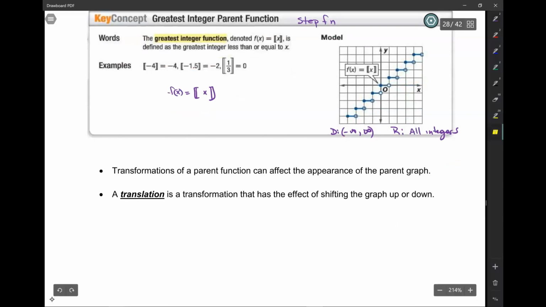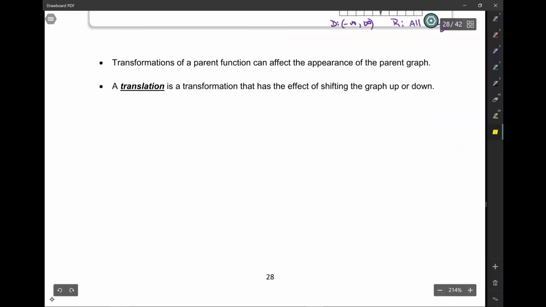Okay, so much for these parent functions. You noticed I spent a long time on these, which means you need to know this stuff, okay? 24 minutes and 30 seconds so far, okay? So let's move on to transformations.